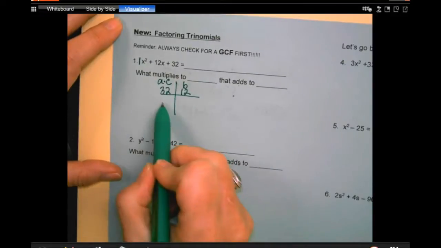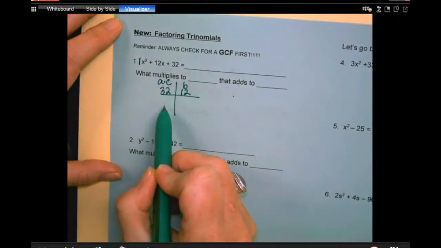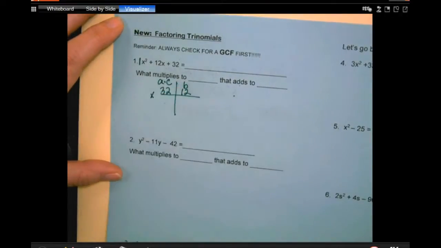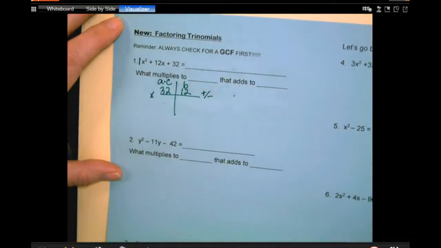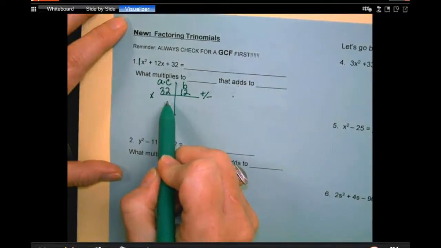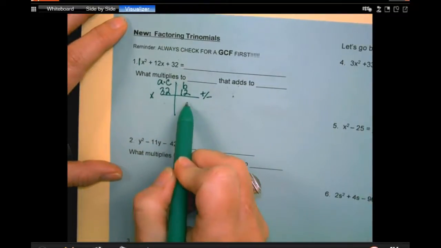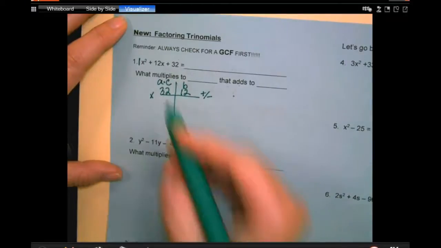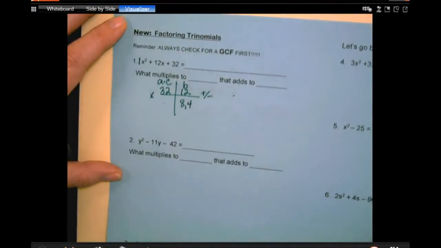So here's what I want. I want factors of 32 that multiply to make 32. So on this side, it has to multiply. But on this side, it's either going to add or subtract. So if I think about my factors of 32, I get 2 and 16. Does that add or subtract to 12? No. What else do I have for 32? 8 and 4. If I pick 8 and 4, does that add to 12? So I want 8 and 4.